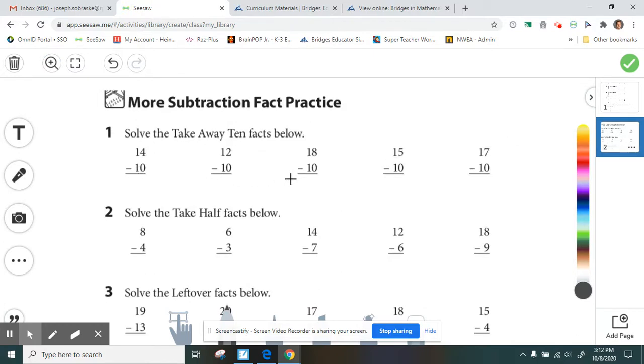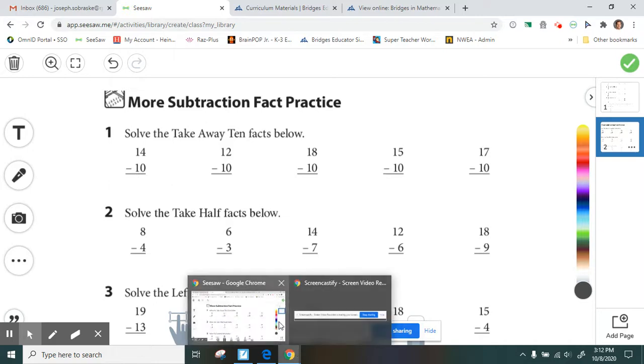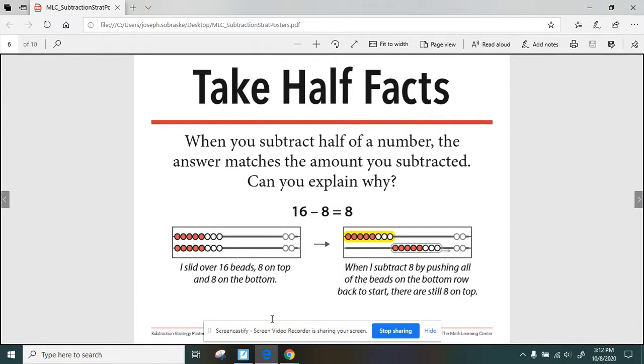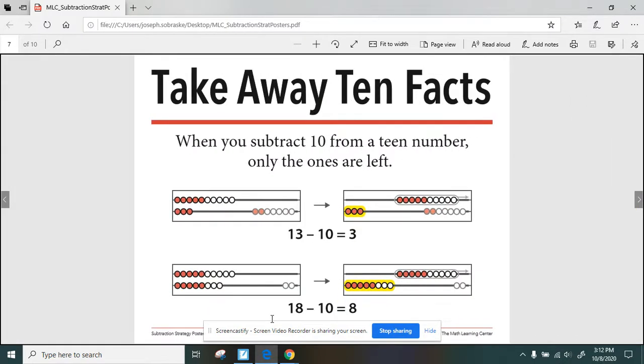Next page. Solve the takeaway 10 facts. So these are all minus 10 facts. So remember your minus 10 facts. Let's come over here and do takeaway 10 facts. When you subtract 10 from a teen number, only the ones are left. So for example, if you have 13 and you take away 10, that just means you move this whole top row, there's only going to be 3 left. Only the ones place, right? So that 3 in the ones place is the only thing left. Same with 18 minus 10. If you have 18 and you slide the whole row over, you're going to be left with 8.